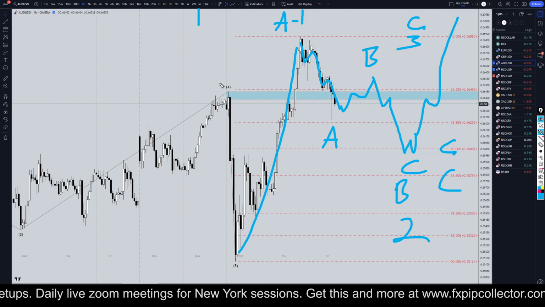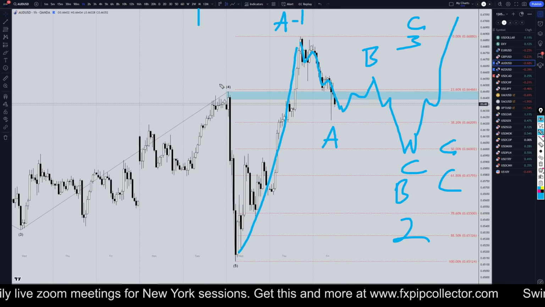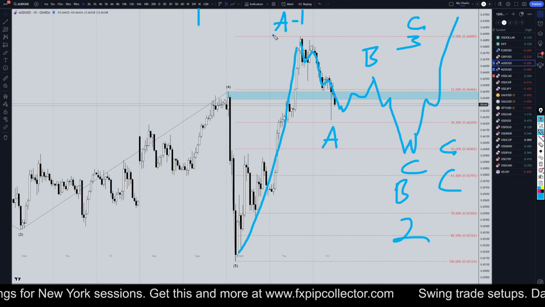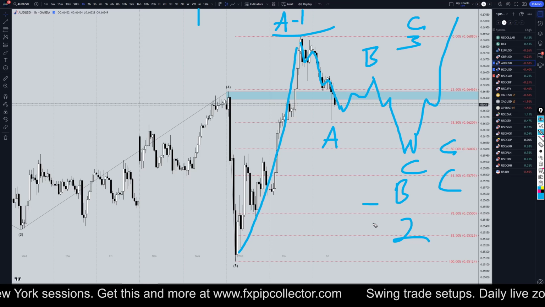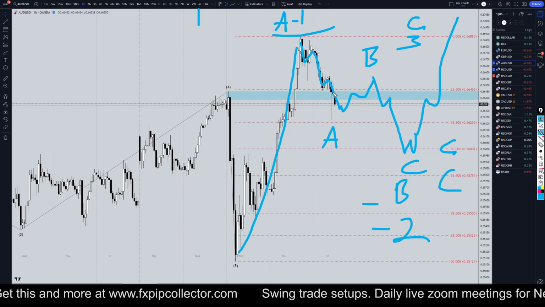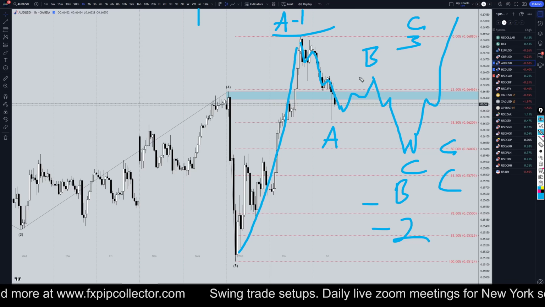It could always just continue the uptrend, you never know, which is why I love to leave my options open. I call it an A or a 1, I call it a B or a 2, and I call it a 3 or a C, so that way I don't subconsciously label it and then ignore evidence to the contrary.